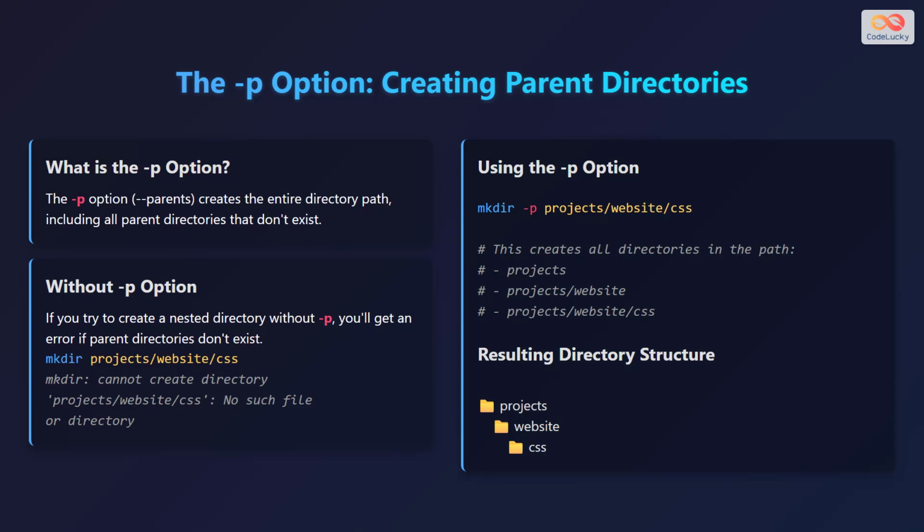For example, if you try to create the directory projects/website/css without the -p option and the projects or website directories don't exist, you'll get an error message that says, "Cannot create directory, no such file or directory." To avoid this, you can use the -p option. For example, mkdir -p projects/website/css will create all the directories in the path, including projects, projects/website, and projects/website/css. The resulting directory structure will be projects, inside projects website, and inside website css.